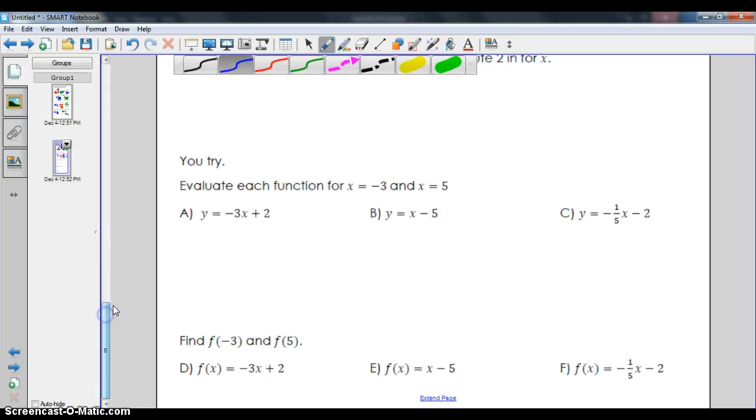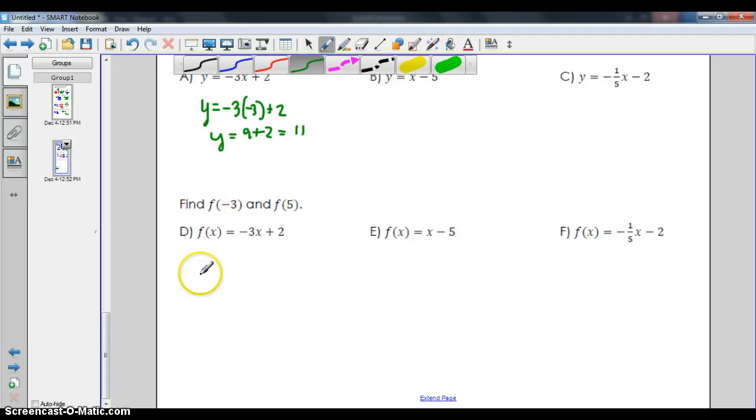Same thing. So let's take a look at here. When we have y equals, and -3 up, we're replacing the x with a -3 and solving. So that would be 9 plus 2, which is 11. Now let's do it down below. Oh, f of -3. Well, f of -3 means to plug in -3 for x and simplify. 9 plus 2, oh, it's 11.